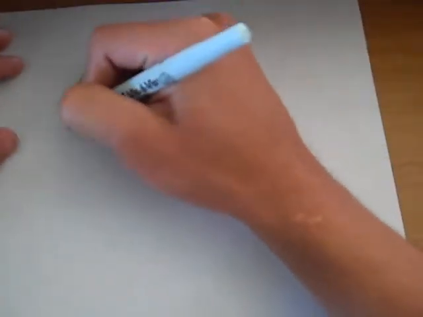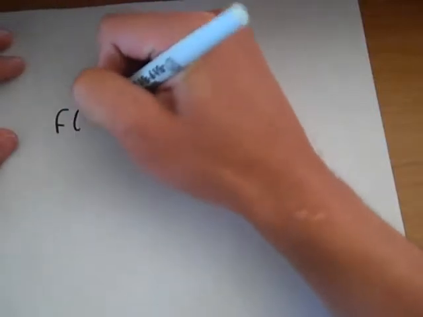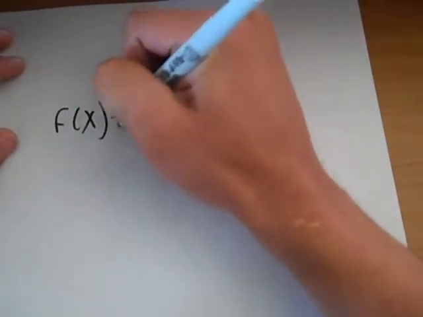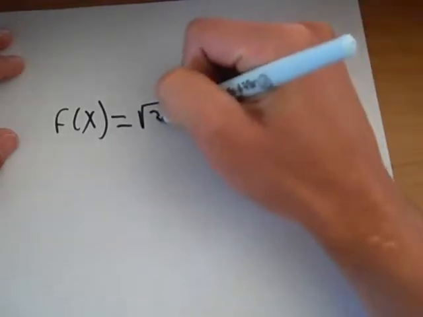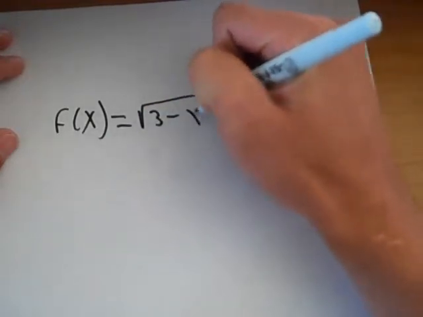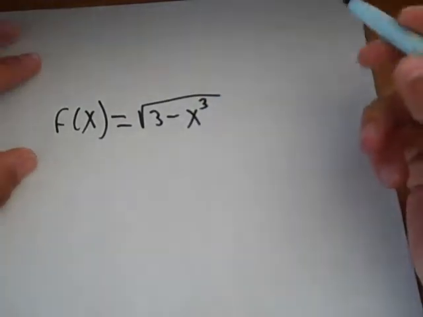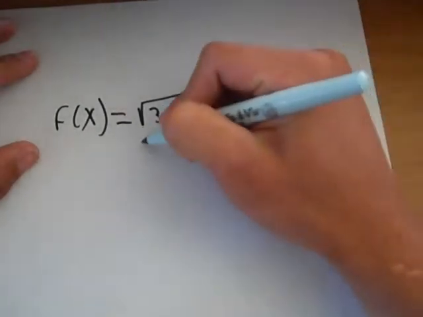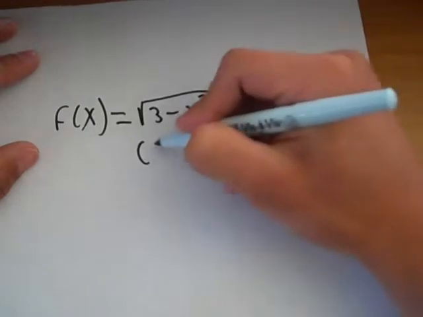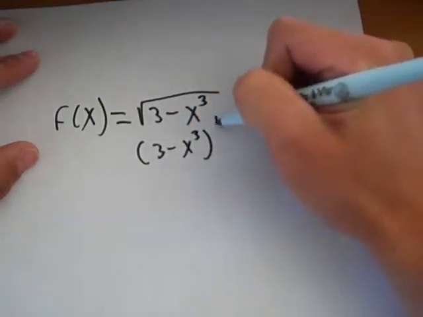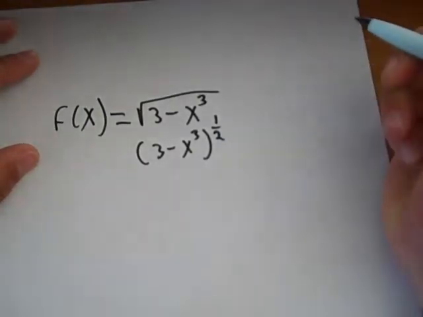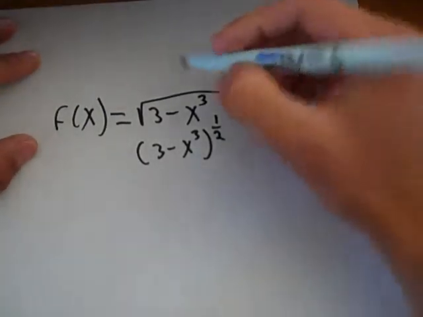Alright, so the first problem will be f of x equals the square root of 3 minus x cubed. The first step you always want to do when you have a square root is rewrite it. It's much easier doing it this way. To the 1/2, like that. Then this is where the chain rule comes in.